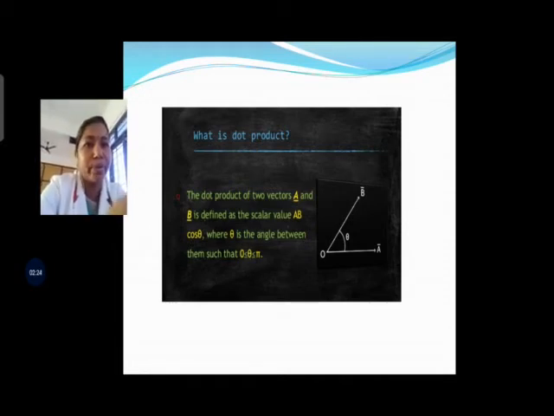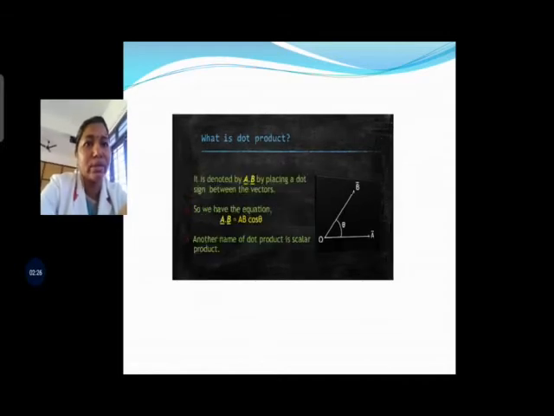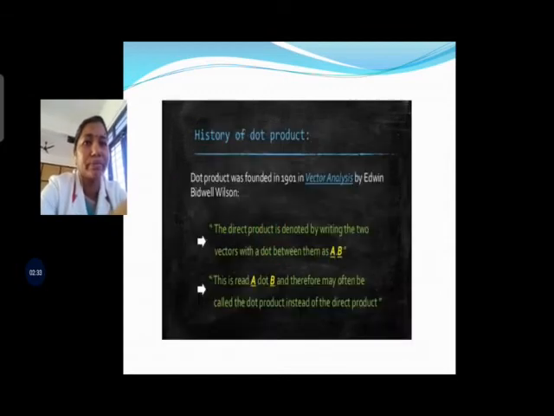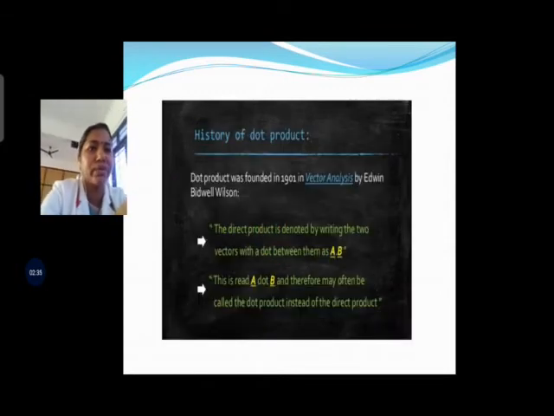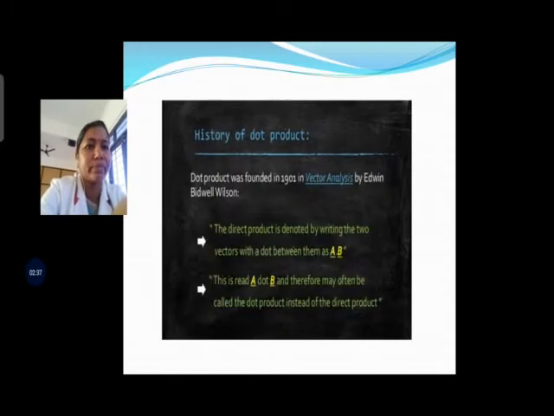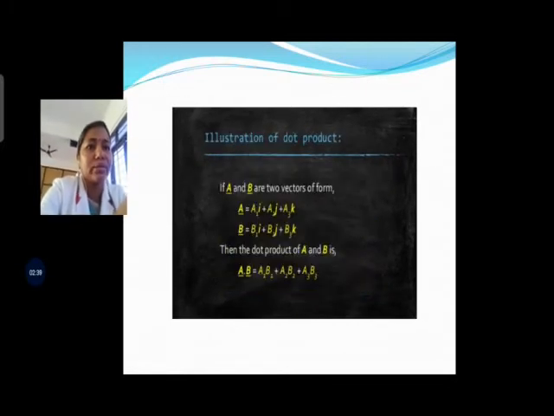So this is for the dot product. The next one is A dot B is equal to AB cos theta, the formula for the dot product.